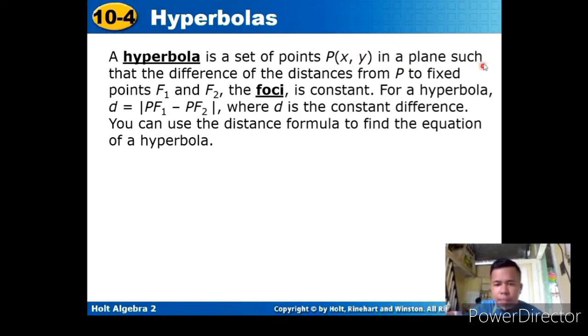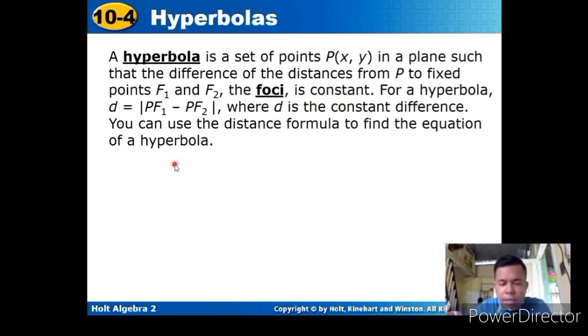x and y in a plane such that the difference of the distances from P to fixed points F1 and F2, which are called the foci, is constant. So the difference of two distances from the point to the foci is constant. For a hyperbola, the distance is equal to PF1 minus PF2, where d is the constant difference. We don't know yet what this constant difference is.